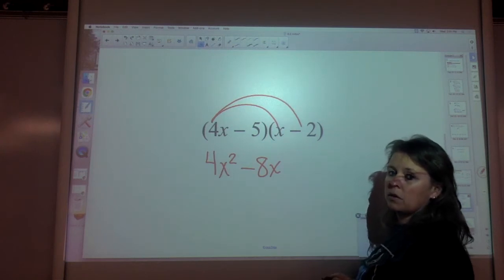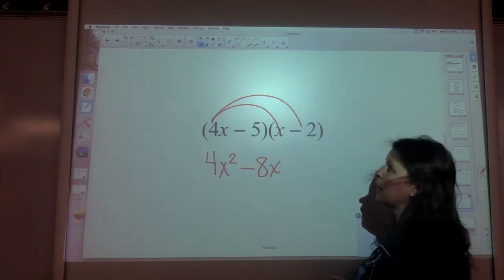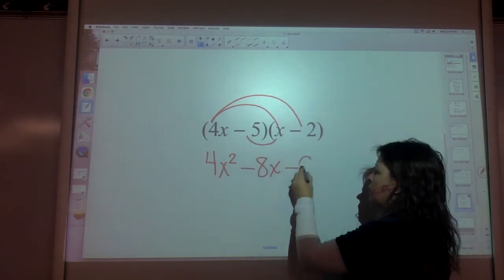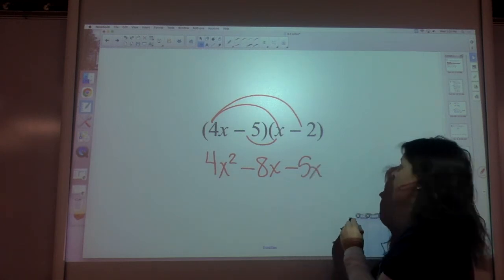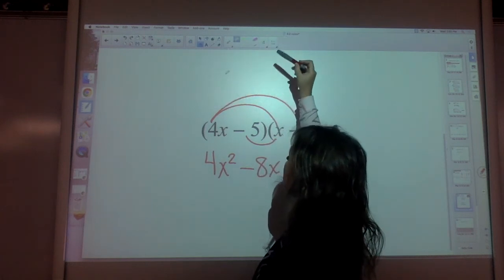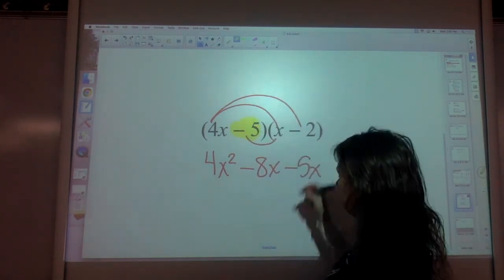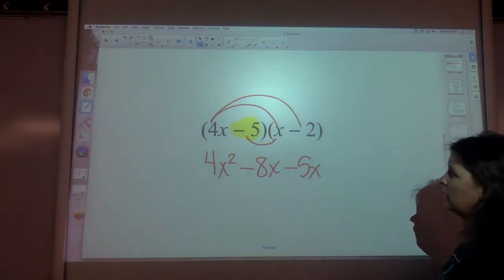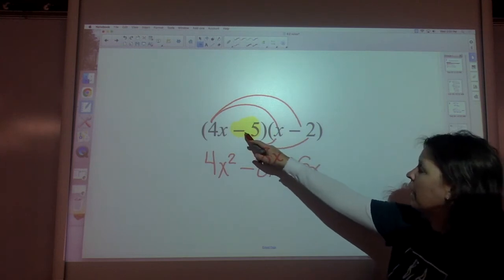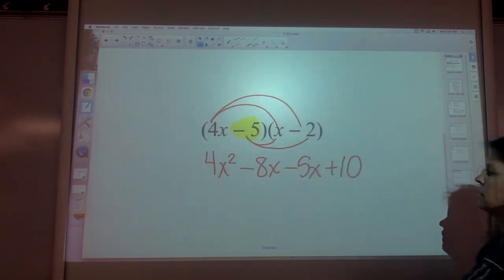Now watch this. When you distribute, you're not distributing a 5. You are distributing a negative 5. Negative 5 times x is negative 5x. I'm actually going to highlight that for you. Let me use my fancy dancy highlighter. We are distributing a negative 5x. And then when you do it from the back number, a negative 5 times a negative 2 is a positive 10.